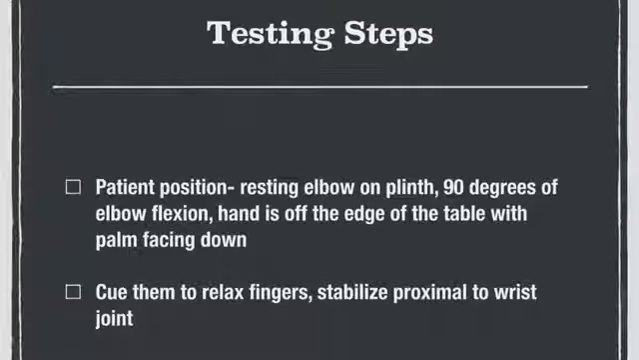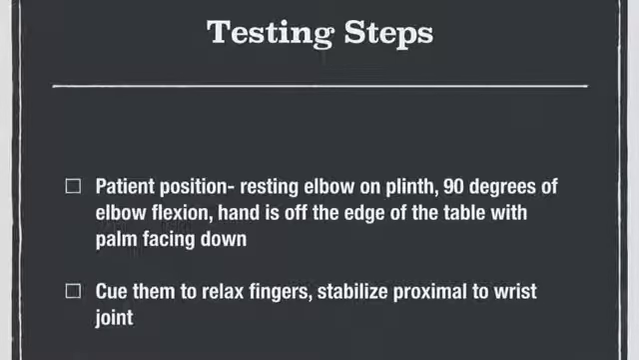When measuring wrist extension, the patient should be seated next to a plinth with their arm resting on the plinth. The elbow should be at 90 degrees of flexion, and the hand should be pronated and resting at the edge of the table. You should cue your patient to relax their fingers during the measurements, and you as a therapist should stabilize proximal to the wrist joint.